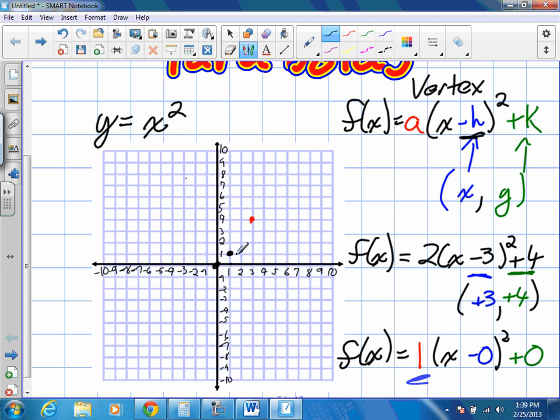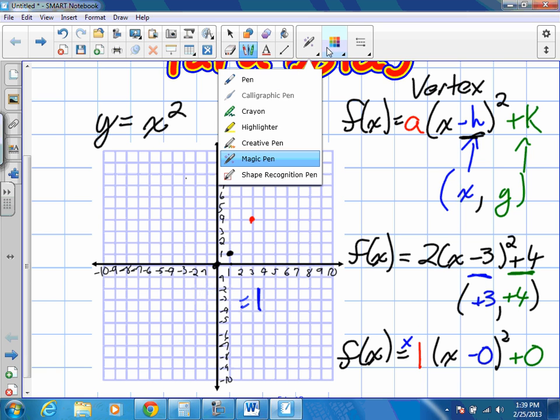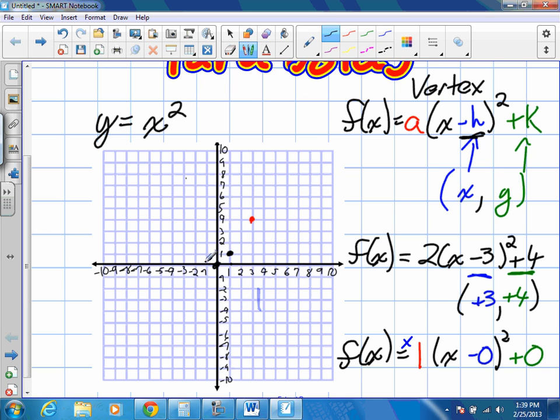So here's the next point. Same idea if we were to go to the left of the vertex. What's negative 1 squared? Not negative 1. 1. And then 1 times 1 is 1 again. So what you're going to notice is it also goes up 1 if we go to the left. Parabolas are always symmetrical. So whatever we do on one side, we're pretty much going to do on the other. We really don't have to duplicate that process every time.